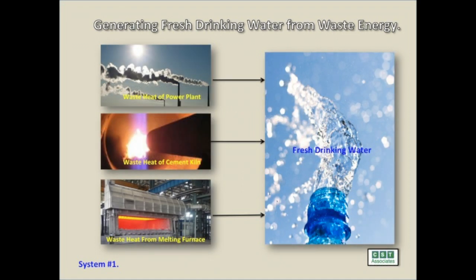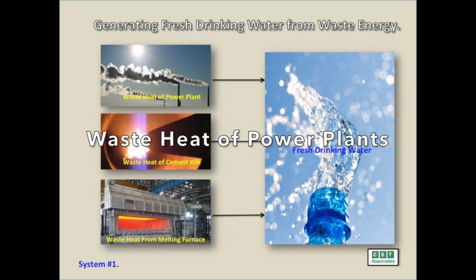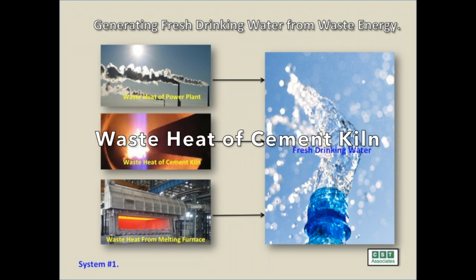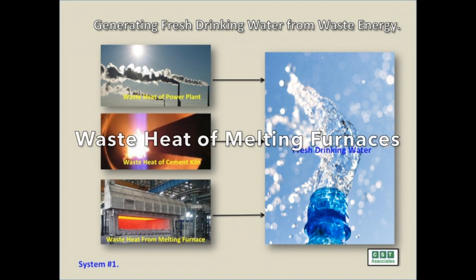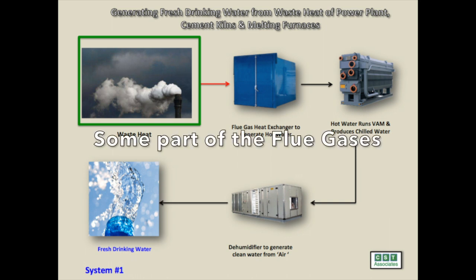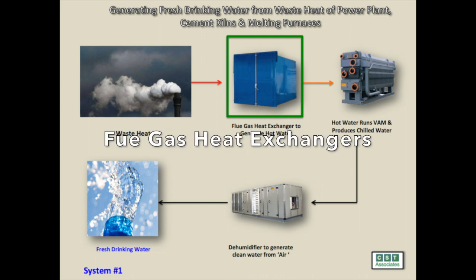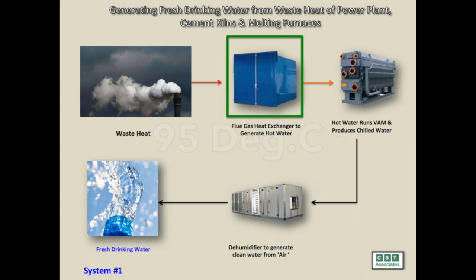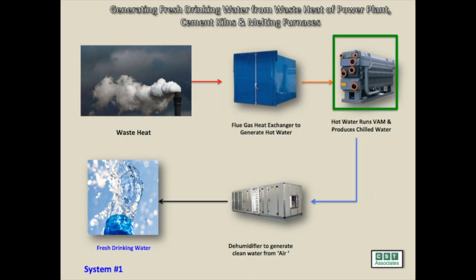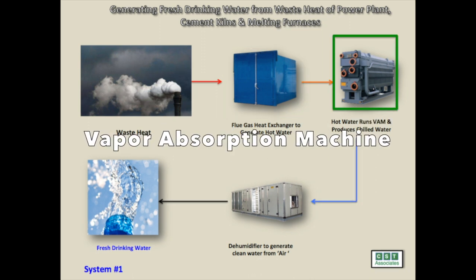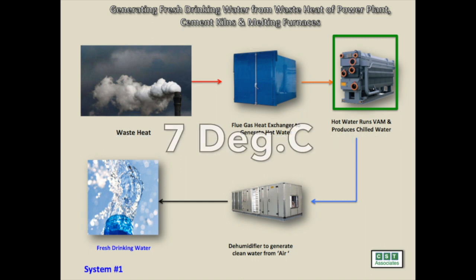In the first system, water can be condensed using 3 basic waste energies, which are waste heat of power plants, waste heat of cement kilns, and waste heat from melting furnaces. Part of the waste heat from the power plant, cement kiln and melting furnace is made to pass through the flue gas heat exchanger. The heat exchanger heats the water to 95 degrees centigrade. This hot water is made to pass through the vapor absorption machine. This machine generates chilled water at 7 degrees centigrade.